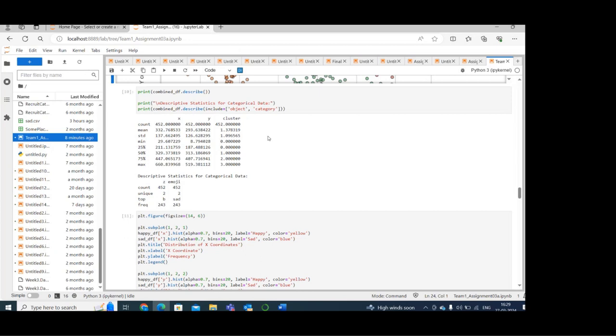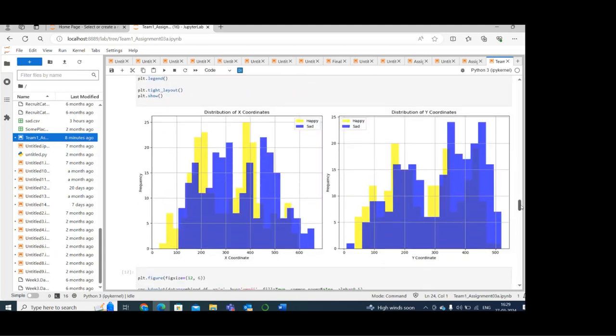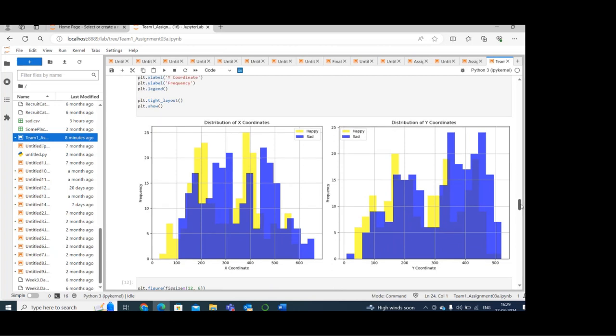Now we will be analyzing histograms. We also analyzed our data using histograms. Histograms show the distribution of data points across different ranges. This allowed us to see if there are common areas where a lot of emojis tend to cluster, giving us insight into the overall spread of emotions in our data set. Now, Mr. Chandrasekhar will take over.